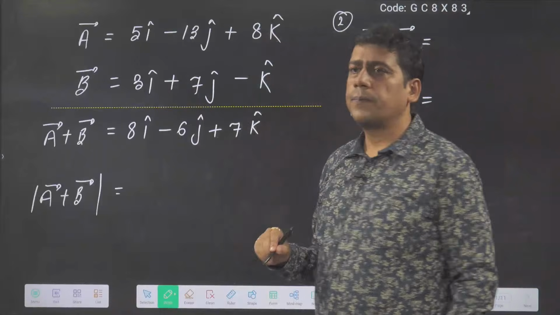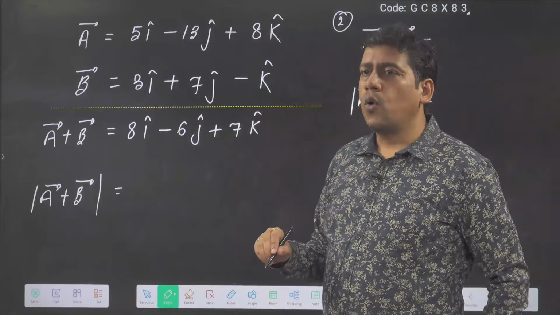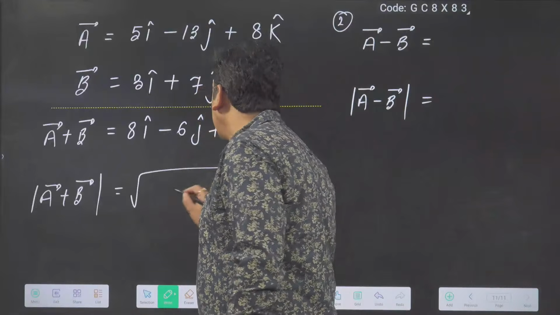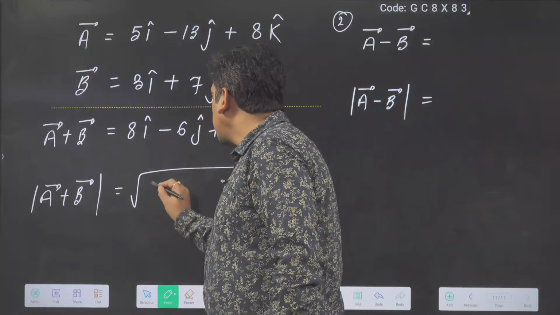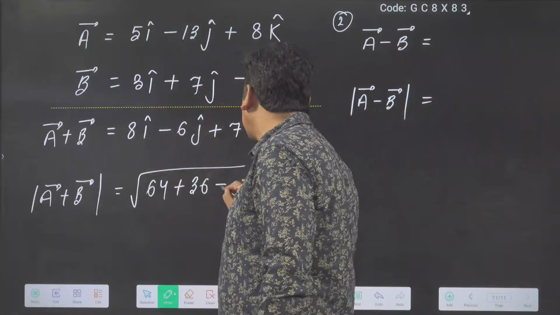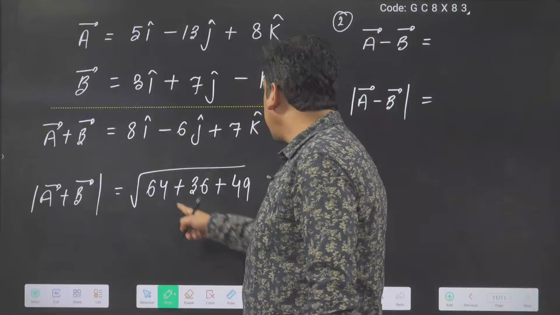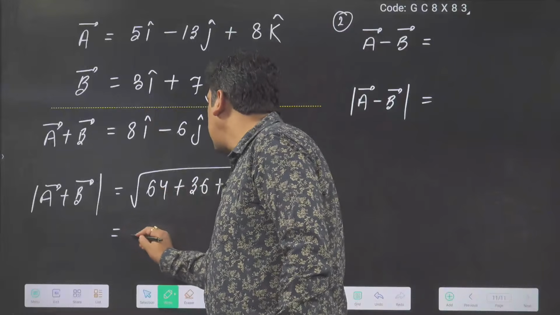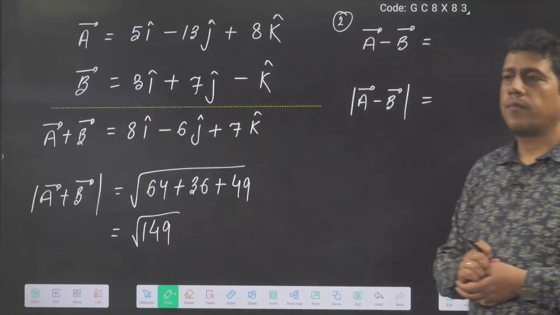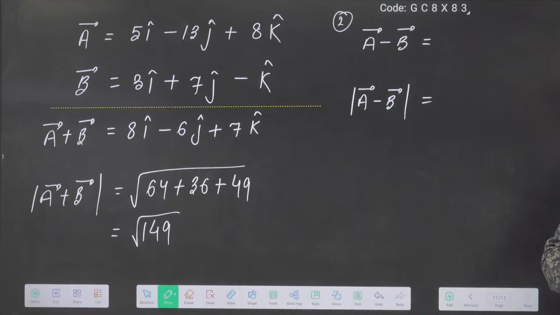It's so simple. Now once you know this value, you can find the magnitude as under root 8 square 64 plus 6 square 36 plus 49. 64 plus 36 is 100, so it becomes root 149. Okay?